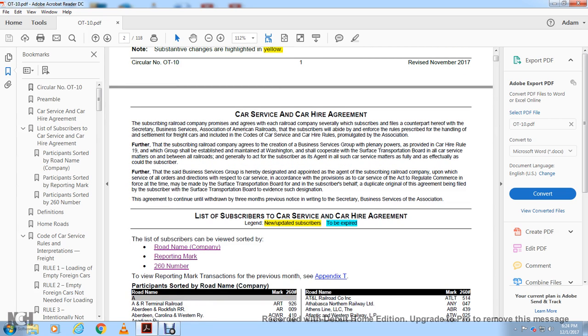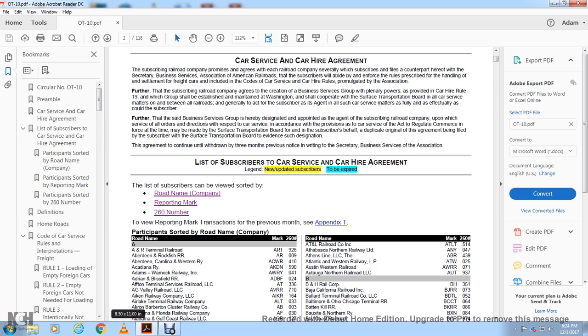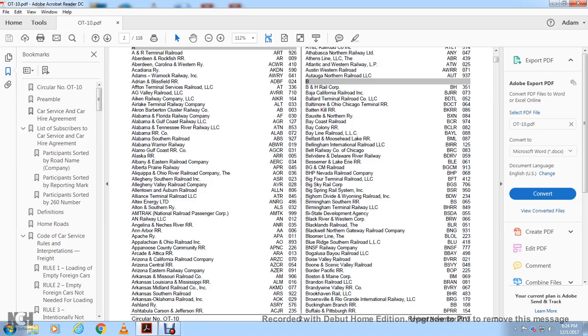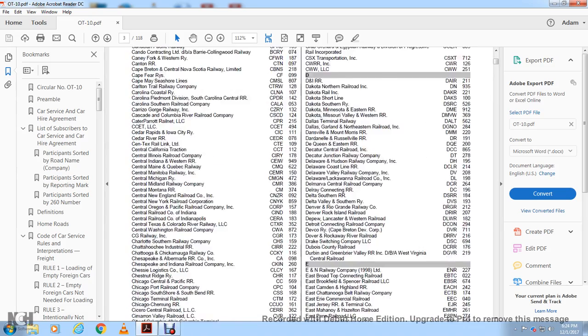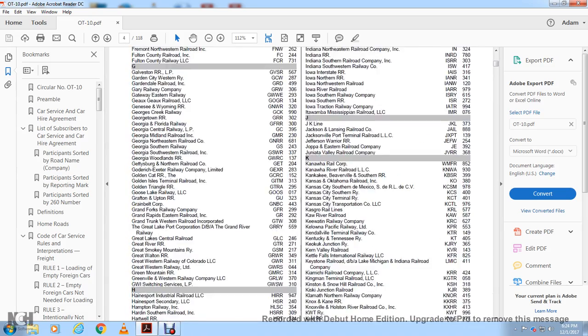So the list of subscribers can be sorted by road name, company reporting name, or 260 number. The view of the reporting marking transactions for the previous month shows the road name, the marker of the road name, and the 260 number. And then there is a table of all your railroad inventory contacts from A to Z.